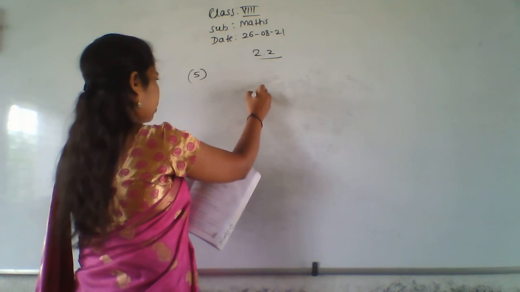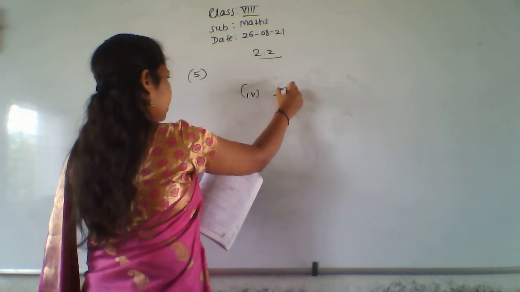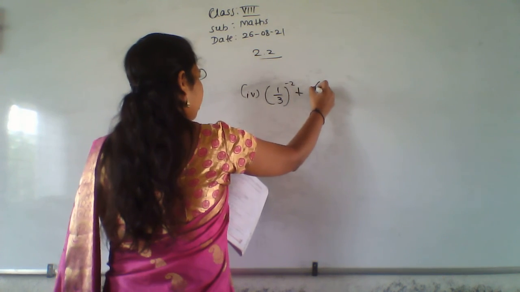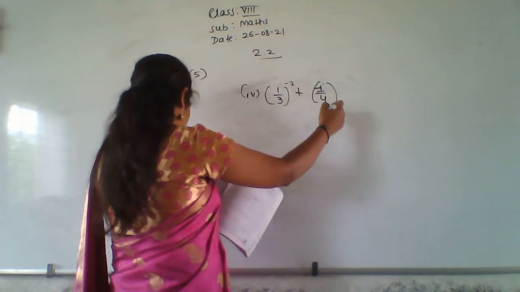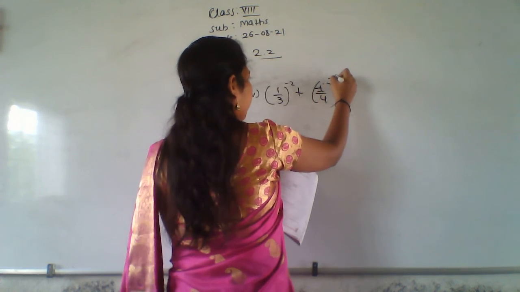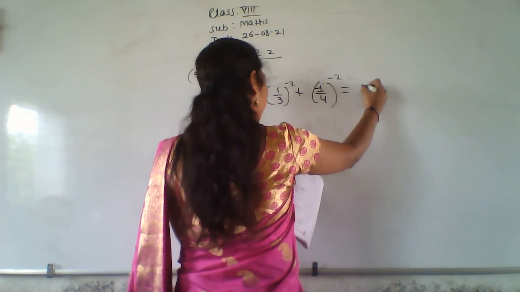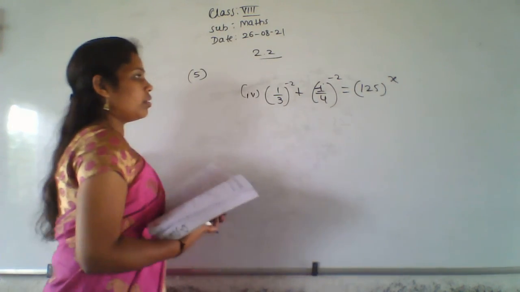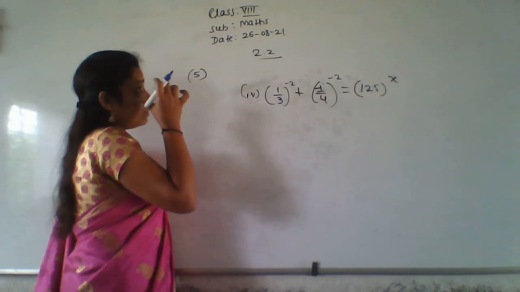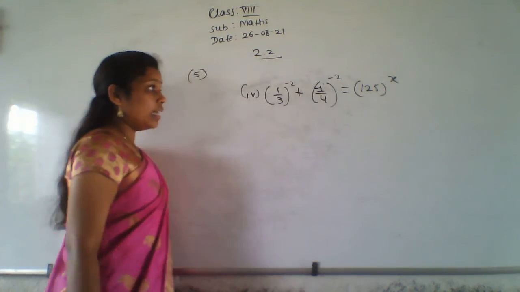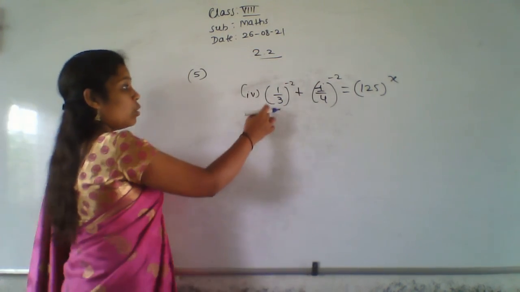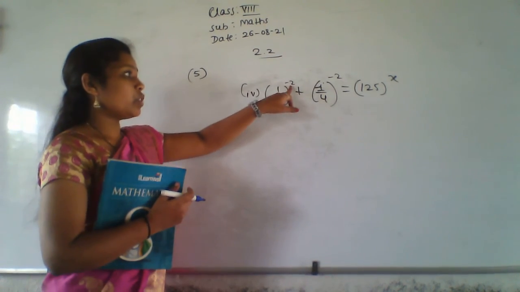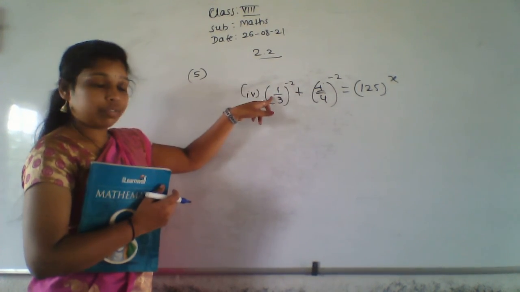Fourth one. In that, (1/3)^(-2) + (1/4)^(-2) = 125^x. See here, whenever the power is minus 2, we can take the reciprocal of that number, right? To make a positive power, we have to take the reciprocal of this number.